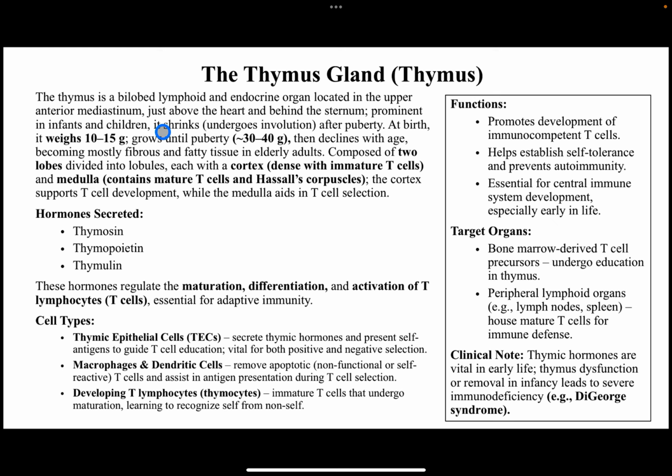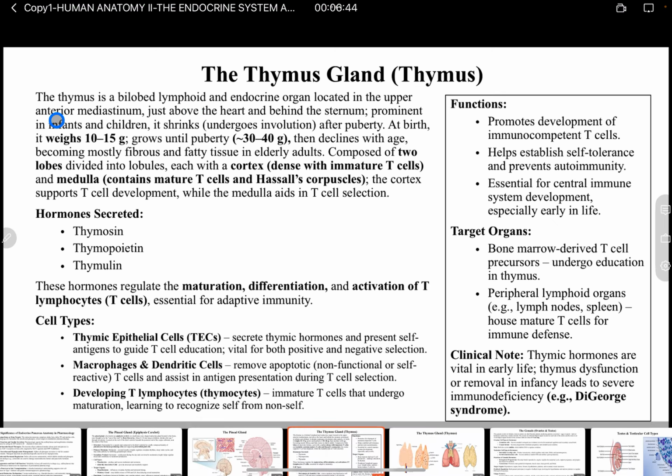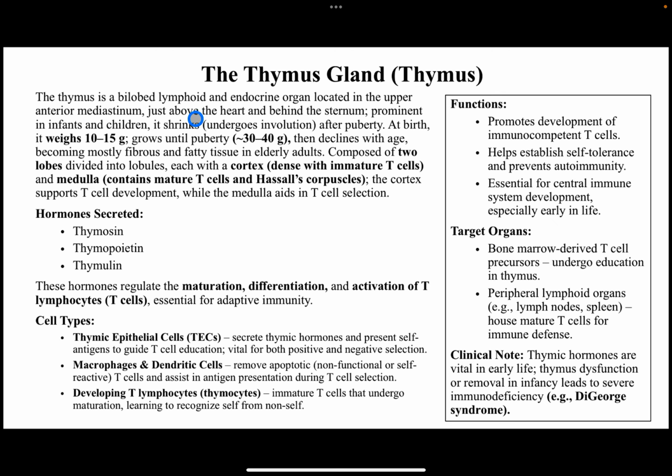Another important thing that you should note is that this thymus gland is part of the endocrine system and also part of the immune system. And so when we are talking about the immune system, we are still going to talk about the thymus gland. So the thymus gland is a bilobed lymphoid and endocrine organ located in the upper anterior mediastinum, just above the heart and behind the sternum.